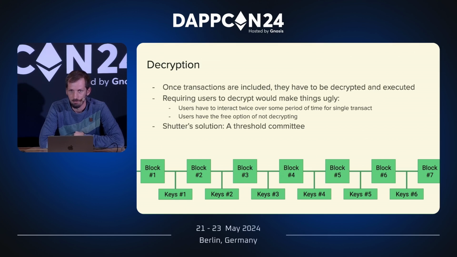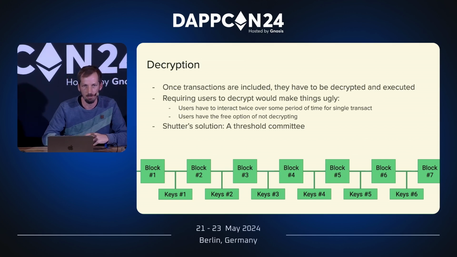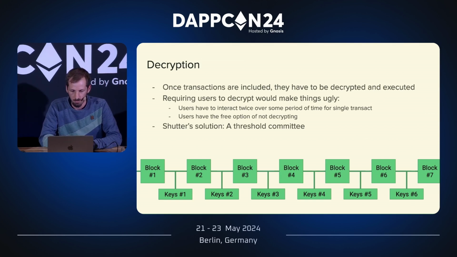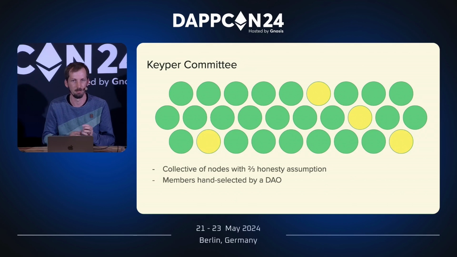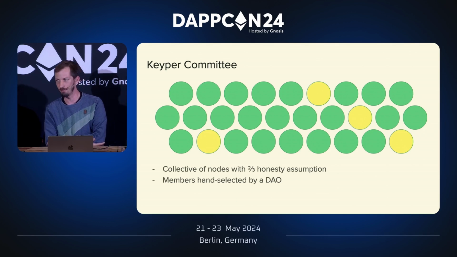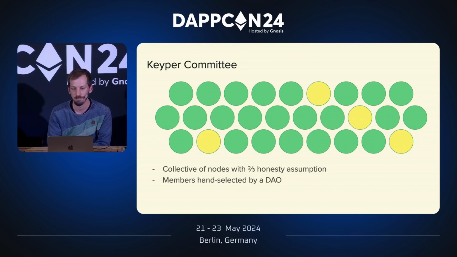So the Shutter solution is a typical crypto solution to this problem. If we can't trust one person, let's trust many, many people at the same time. And as long as the majority of those people are honest, the protocol works. In cryptography terms, this is often called a threshold committee. So we have a committee of nodes that generates these keys. We call the members of the committee the keepers, because they keep secrets in a way.